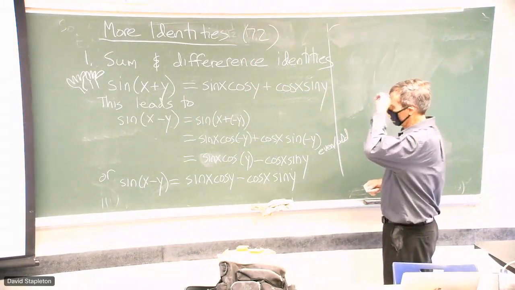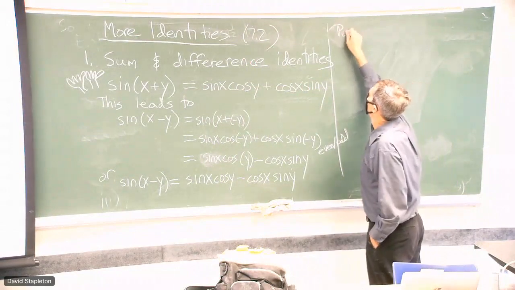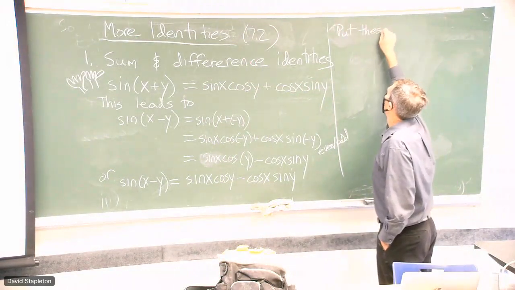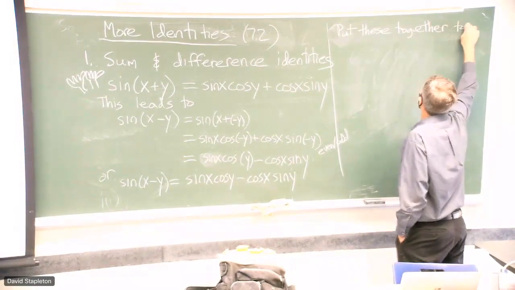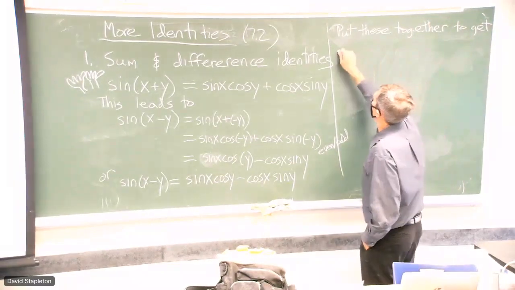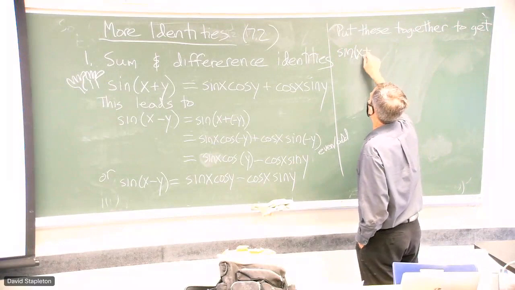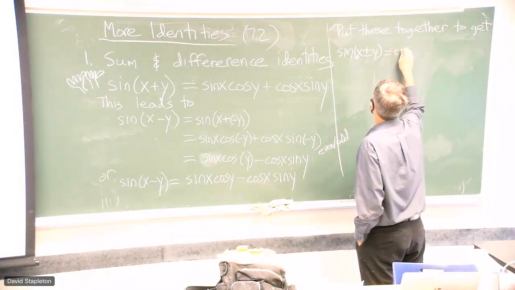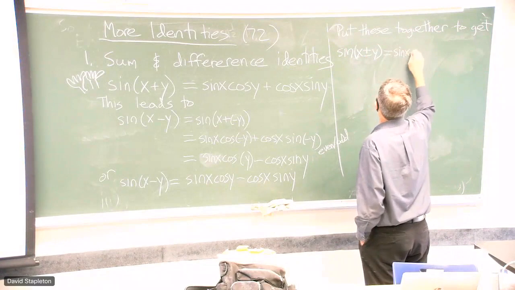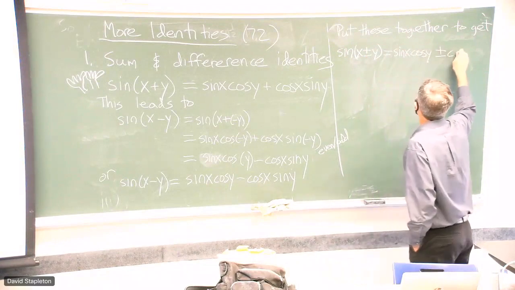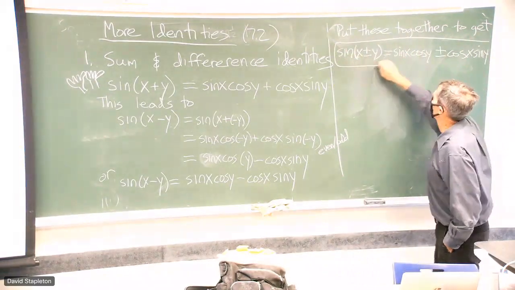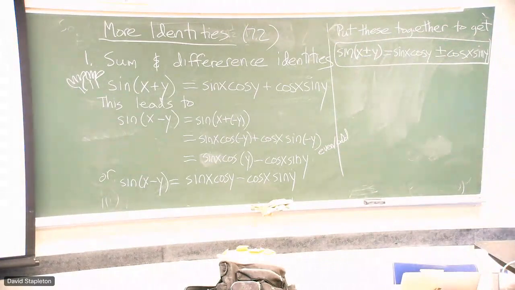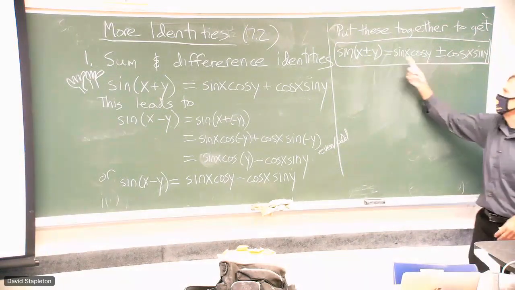So better yet, let's put these together. Since they look so similar, this is how I remember them. If you have sine of x plus or minus y, it doesn't matter which, then you get sine cosine plus or minus cosine sine. So once you've seen this proof, the second one's easier to remember than the first. You can figure it out when you forget it. You just have to remember that first one. Sine of x plus y is sine cosine plus cosine sine.